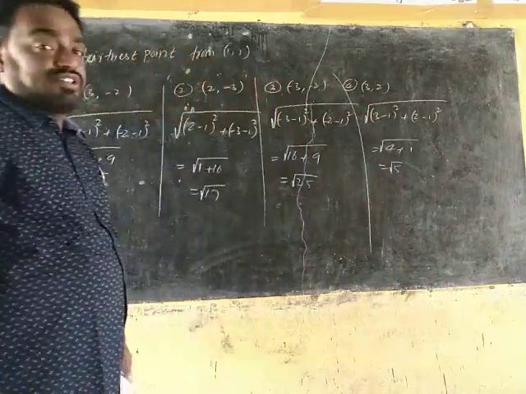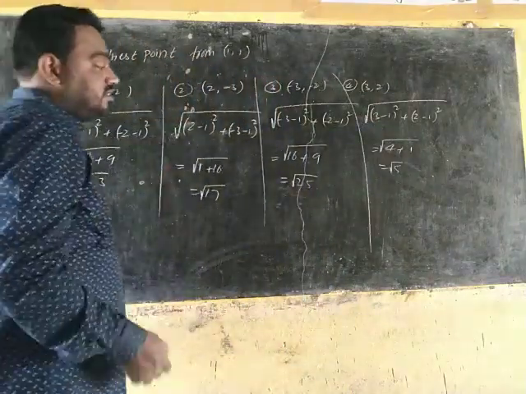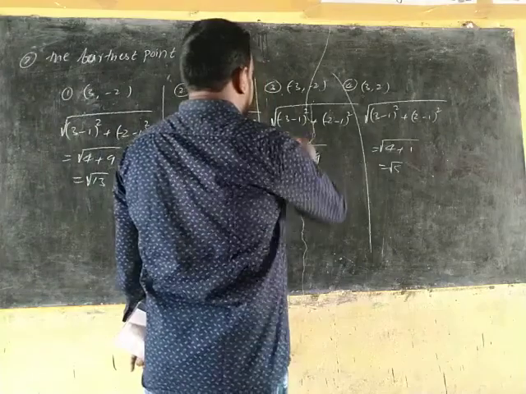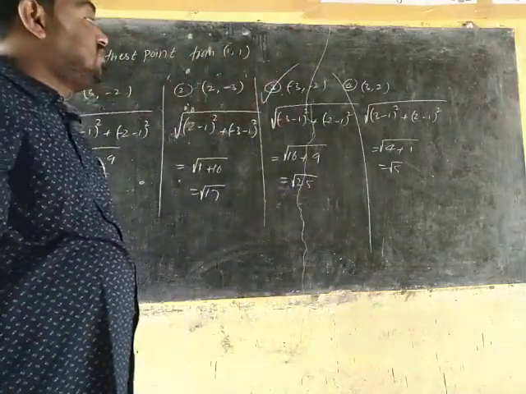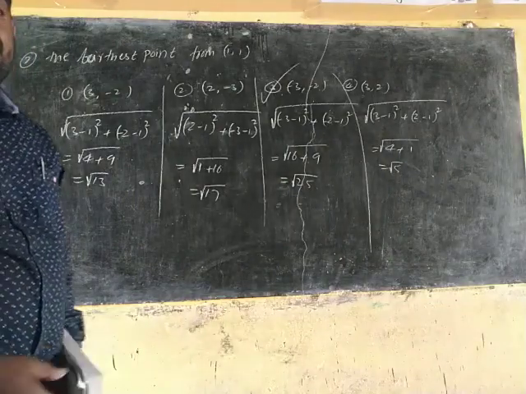So which is the farthest point? Which is the maximum value? This is the 2 square root of 25. So option C is the right answer. Option 3 is the right answer for this question. Okay.